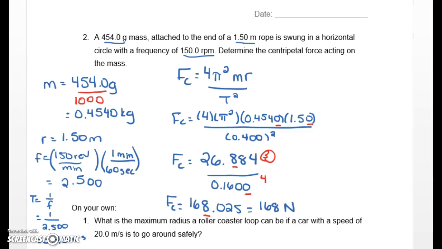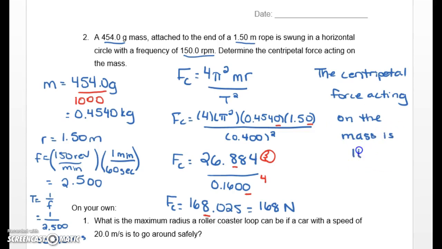Then just to finish this up, we are going to write a sentence. So the centripetal force acting on the mass is 168 newtons.